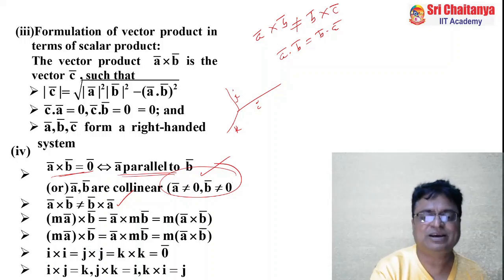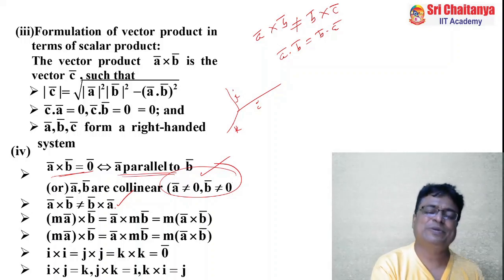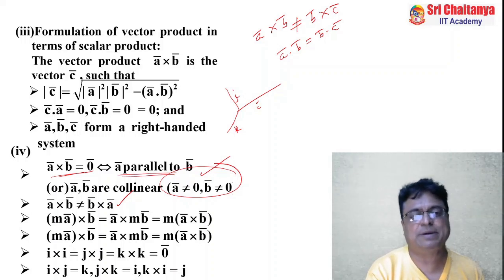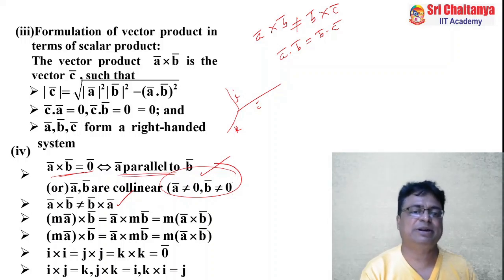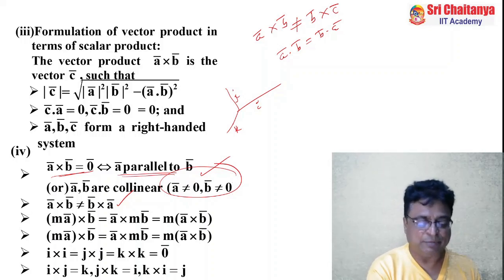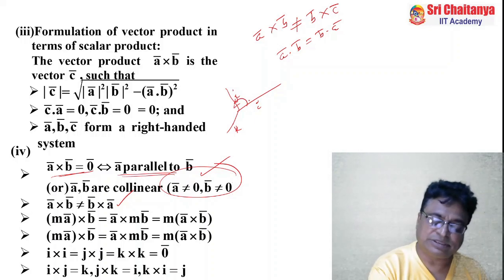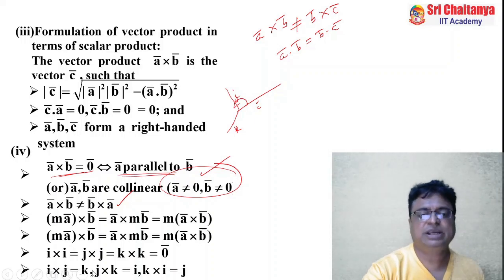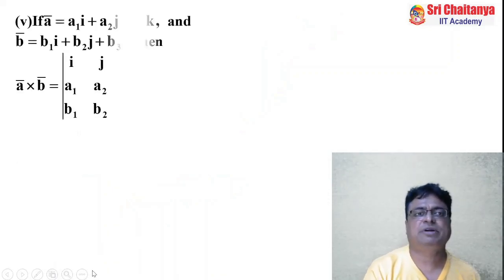In general, a bar cross b bar is not equal to b bar cross a bar. Only if the vectors are equal is a bar cross b bar equal to b bar cross a bar. And moreover, for the cross product, the order is important. i cross j is equal to k, j cross k equal to i, k cross i equal to j. Be careful that you don't get confused.